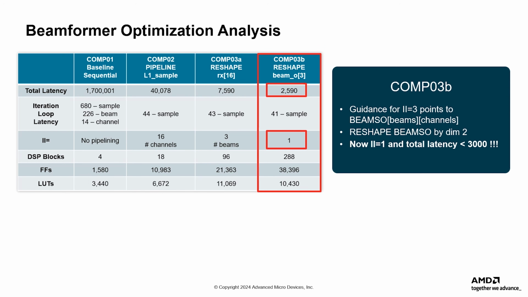The Vitis HLS guidance for II equals 3 points to the beams O, beams channels operation, which requires multiple store operations due to the unrolled loop. Applying array reshape to beams O with dimension 2 reduces the II to 1 and the total latency to less than 3000.